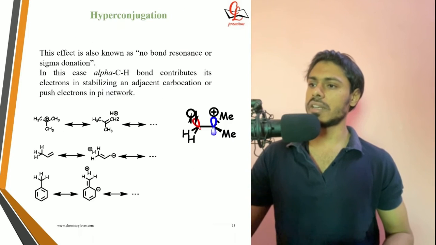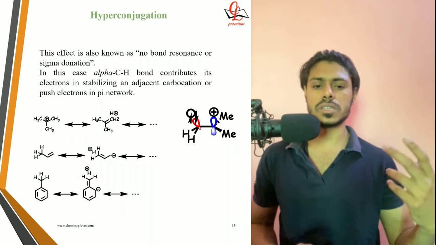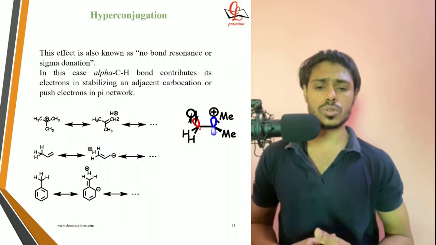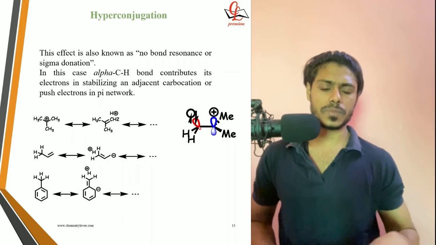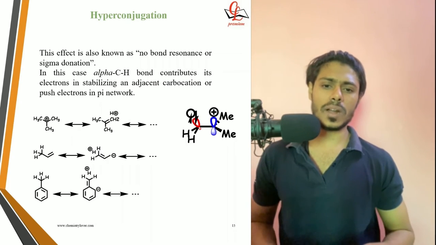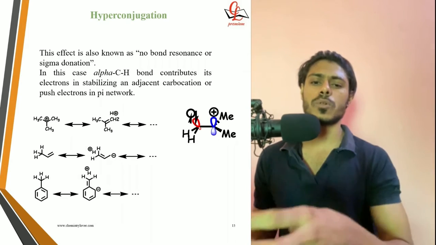The next is hyperconjugation. So we have seen inductive effect, we have seen resonance, now it is hyperconjugation. Hyperconjugation is also known as no bond resonance or sigma donation. What happens here is, if you have a positive center and an adjacent CH bond, that CH bond donates its sigma electron towards the positive center.